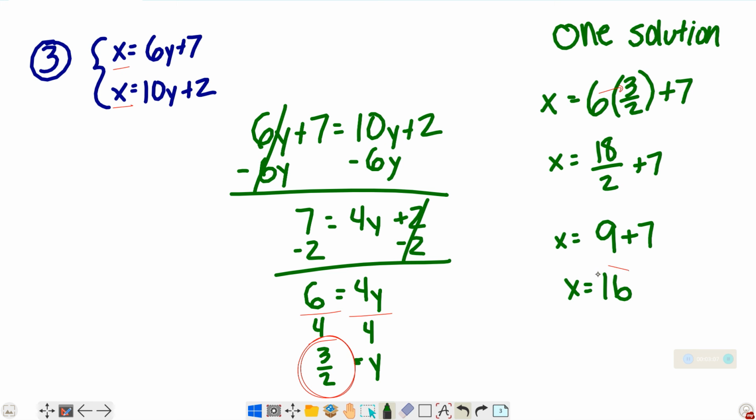We need to rewrite our x and our y coordinate as a point. So our solution is 16, 3 over 2. Again, you need to graph them. I am not going to do that, but your homework does ask you to graph them, so make sure that you do that.